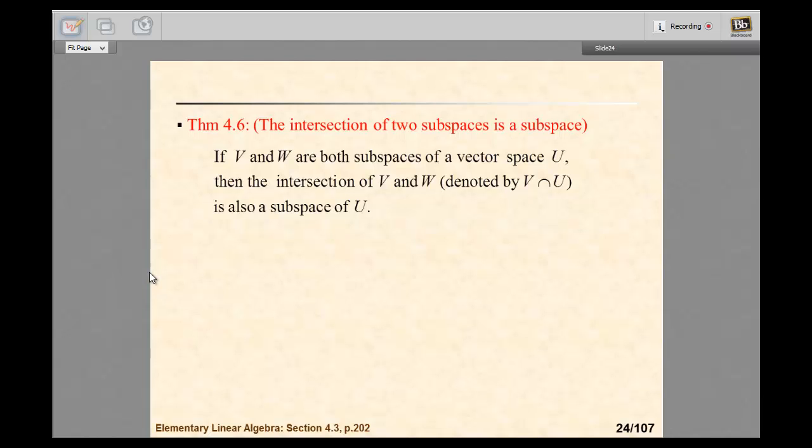Intersection of two subspaces is a subspace. This is a theorem. It says that if V and W are both subspaces of the vector space U, then the intersection of V and W, denoted by V intersection W, is also a subspace of U. So this is a theorem.